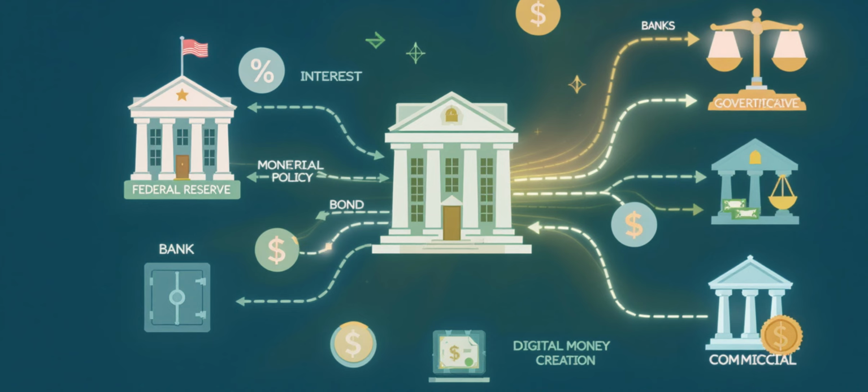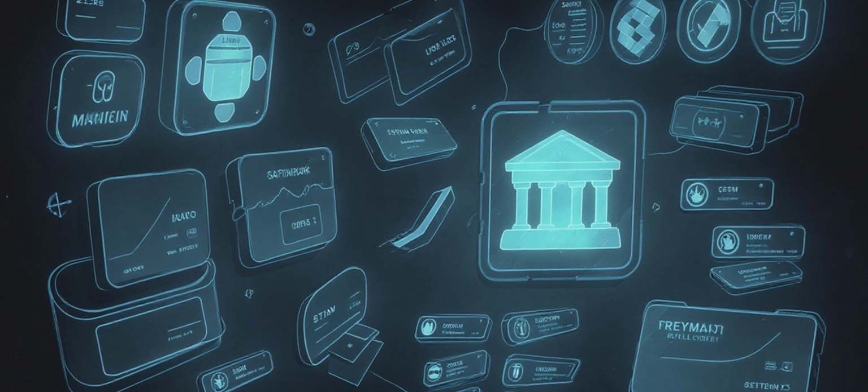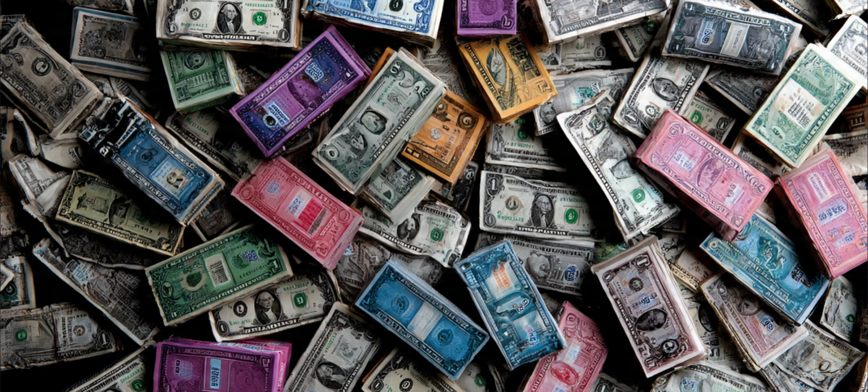Now, here's the surprising part. Commercial banks actually create most of the money we use. When you deposit $1,000 in your bank, the bank doesn't just keep it in a vault, it keeps a small fraction, maybe 10%, as reserves and lends out the rest. When that money is lent out, it gets deposited into another account and then lent again. This process is called fractional reserve banking. So your $1,000 can eventually become $9,000 or more circulating in the economy.